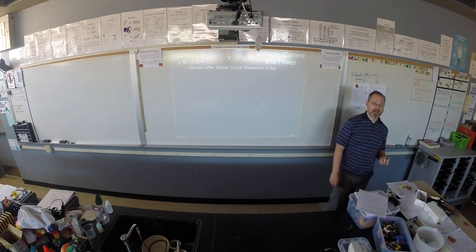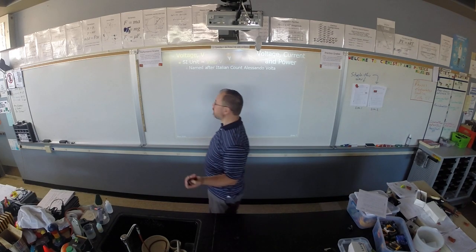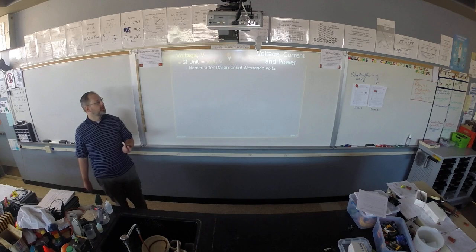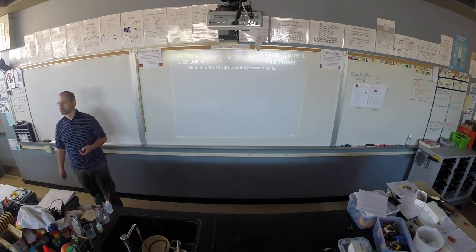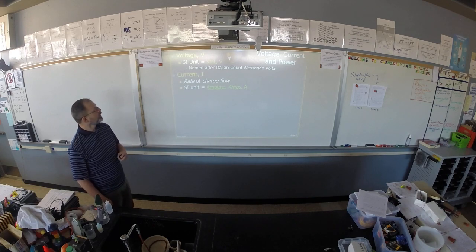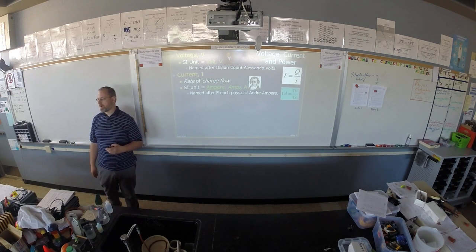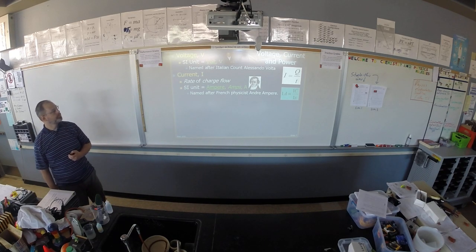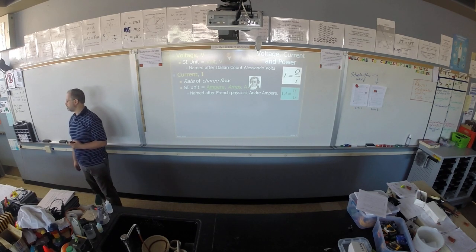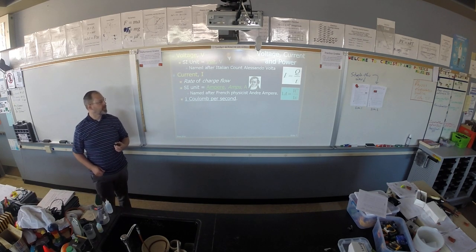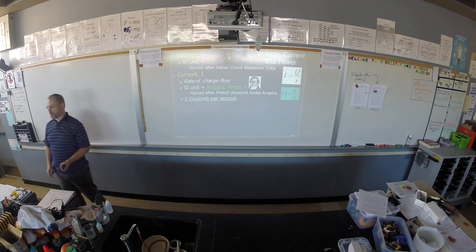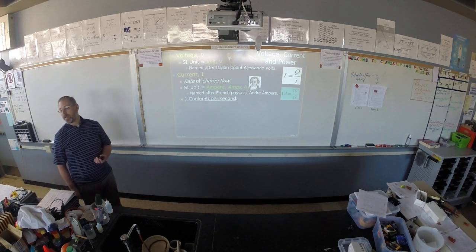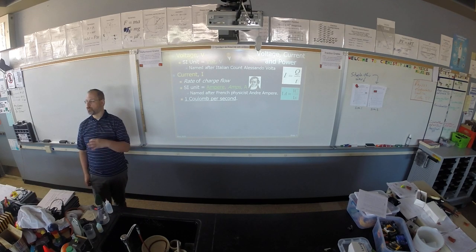So we talked about what the volt is. The volt is the potential. If you're curious about winning at Jeopardy, the volt is named after Alessandro Volta. Current is the flow of charge, named after Andre Ampere. It is 1 coulomb per second. Current is measured in amperes, and an ampere is 1 coulomb traveling through 1 second.